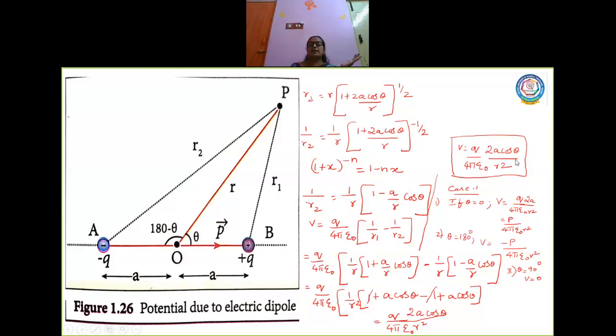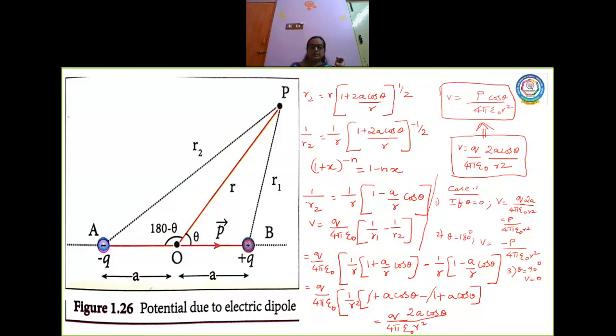Now in this equation also I can write here, children, I wrote the equation V is equal to 2qa cos theta by 4 pi epsilon naught r square, which can also be written as V is equal to P cos theta by 4 pi epsilon naught r square, because 2aq is P. Okay, so both are same. Is it clear, children?